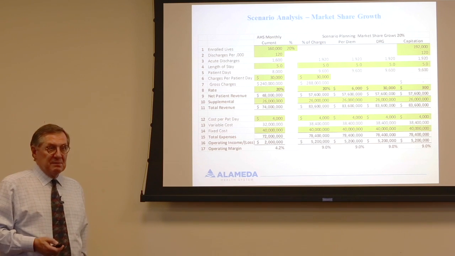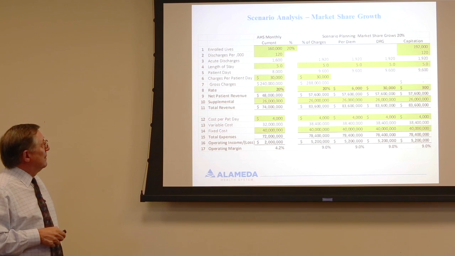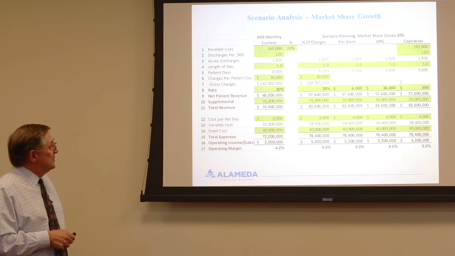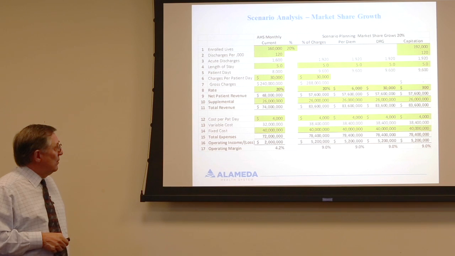1,920 discharges. Okay, that's more than 1,600, 20% more. Same length of stay, but we have more patient days, right? More discharges, more patient days. More patient days, more charges. Look, charges have gone up, 288 million. We get paid 20%, 57.6, that's more than that, right? So we've grown, more revenue, total.